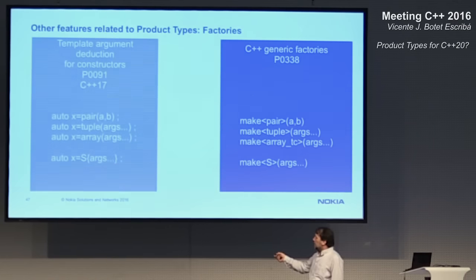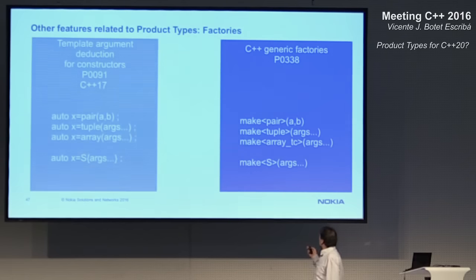But pair, tuple, and array are templates, but not all of the same kind. Pair is a template with two type template parameters, tuple a variadic number of types, and array is a template with a type and a number. Okay, then if we want to write generic algorithms, we cannot use this feature, that is useful at the user side, but for generic algorithms, it is not enough.